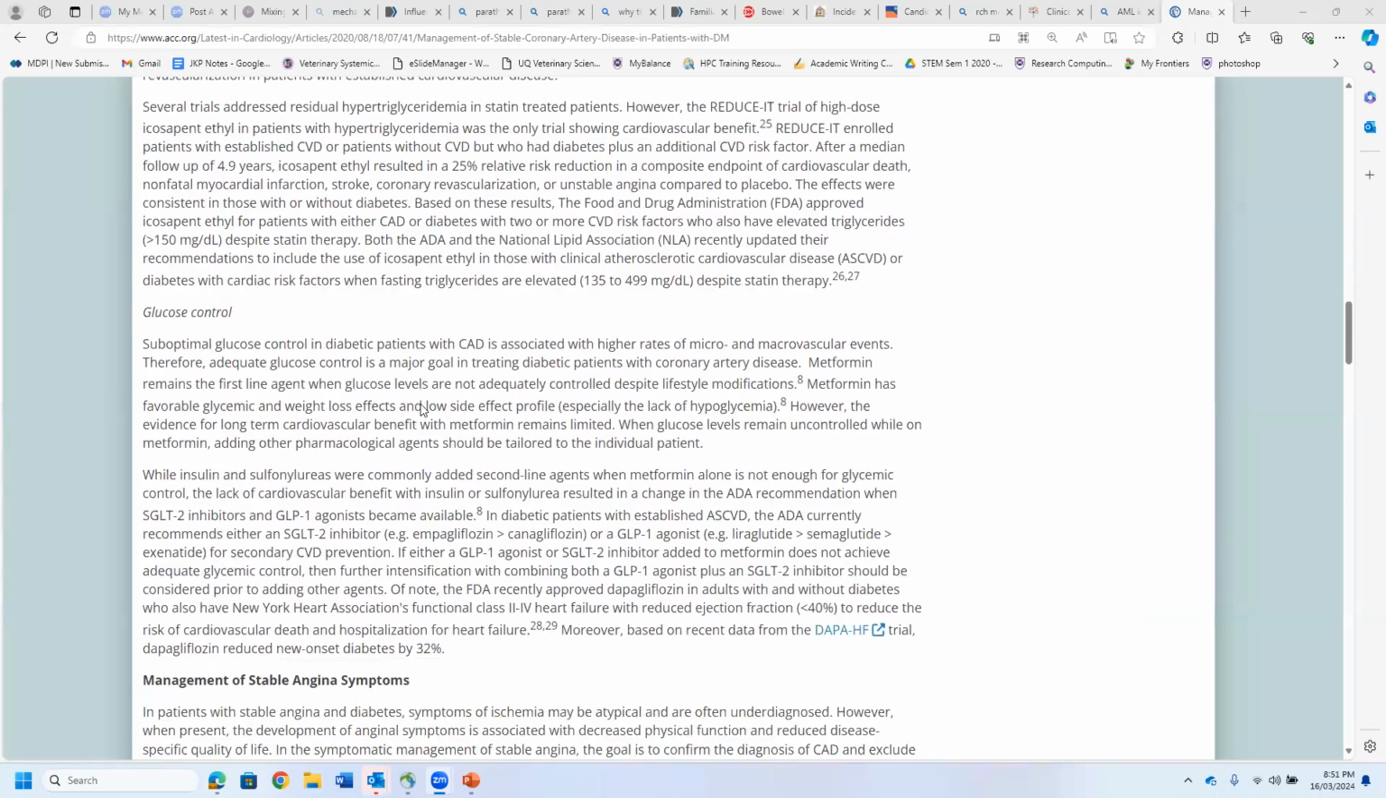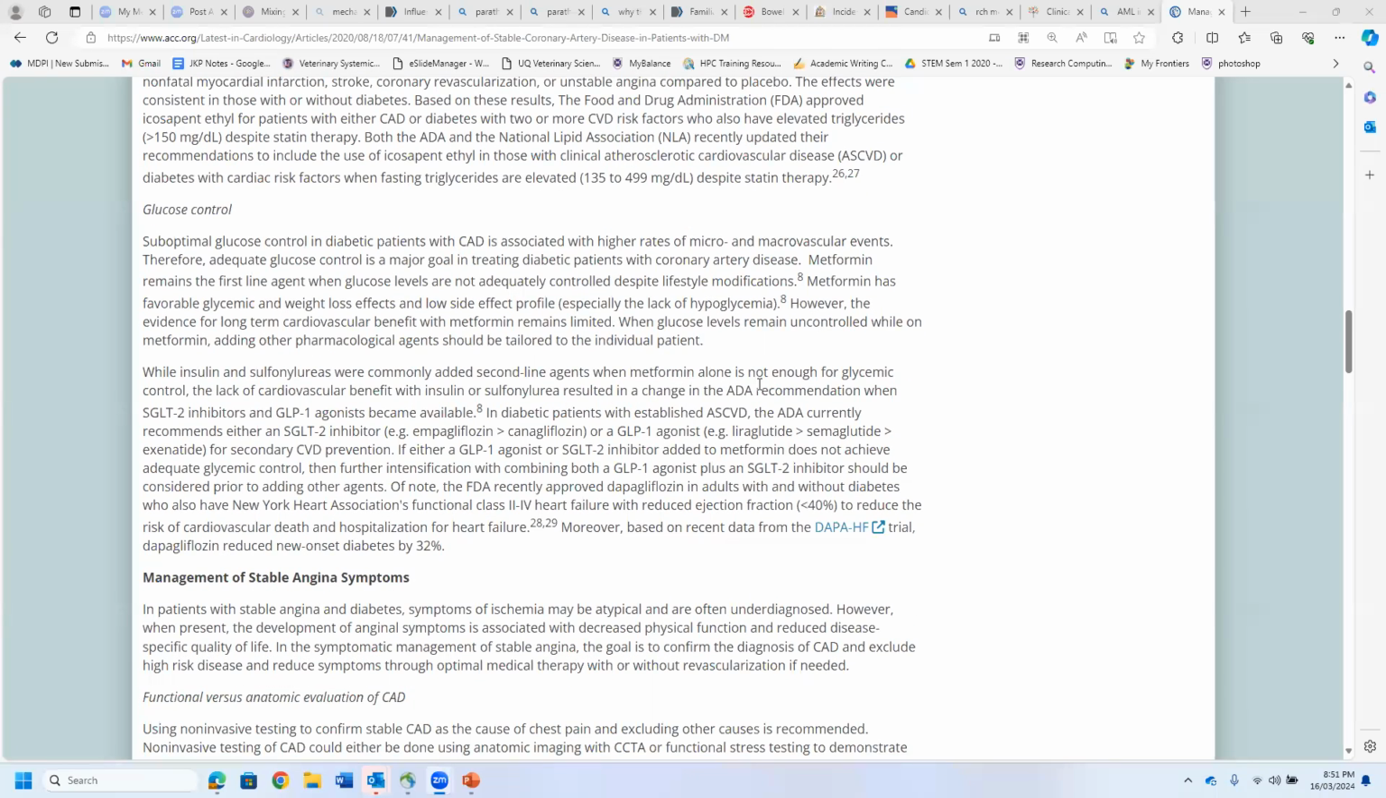So as I was saying, for glucose control, metformin is the first line, but the long-term effects of metformin in association with cardiovascular disease, especially, are limited. But what we have found is that SGLT2 inhibitors and GLP-1 agonists have cardiovascular benefit because they not only cause the reversal of heart failure, but they have decreased the morbidity and mortality associated with coronary artery disease and heart failure.